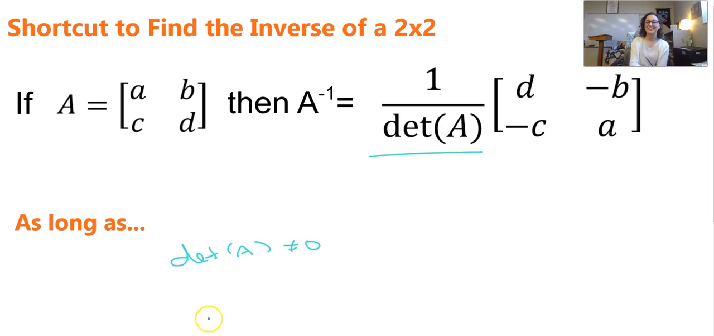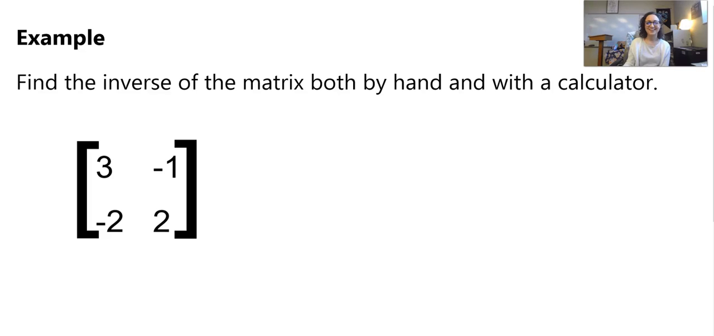So first, pause on your screen, go ahead and copy what I have for the shortcut. All right, go ahead and copy this example and then find me the determinant by hand. Hit continue when you're ready to check, and I'll show you how to do it with the calculator as well.